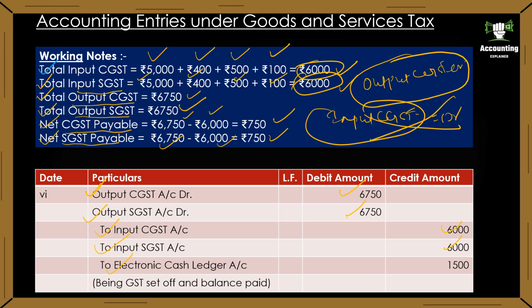Okay. So electronic cash register is the difference amount. See, what is the difference amount here? 750 plus 750, which is 1,500. That is what we are taking here, being GST set off and balance paid. With this, we are finishing the journal entry for GST video. Hope you understood this clearly.